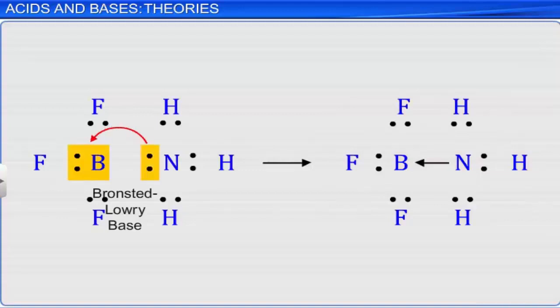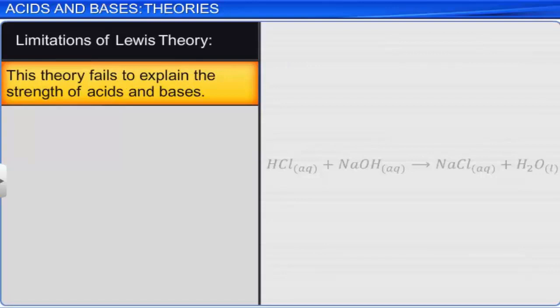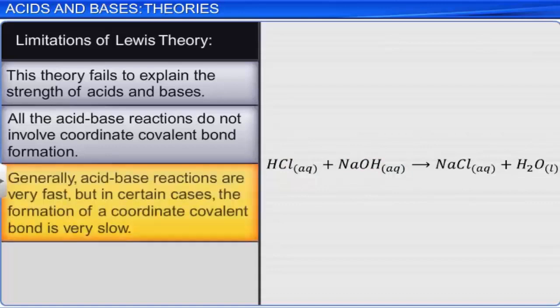The Lewis theory had its limitations too. This theory fails to explain the strength of acids and bases. All the acid-base reactions do not involve coordinate covalent bond formation. For example, the reaction of HCl with NaOH does not involve any formation of a coordinate covalent bond. Generally, acid-base reactions are very fast, but in certain cases, the formation of a coordinate covalent bond is very slow.